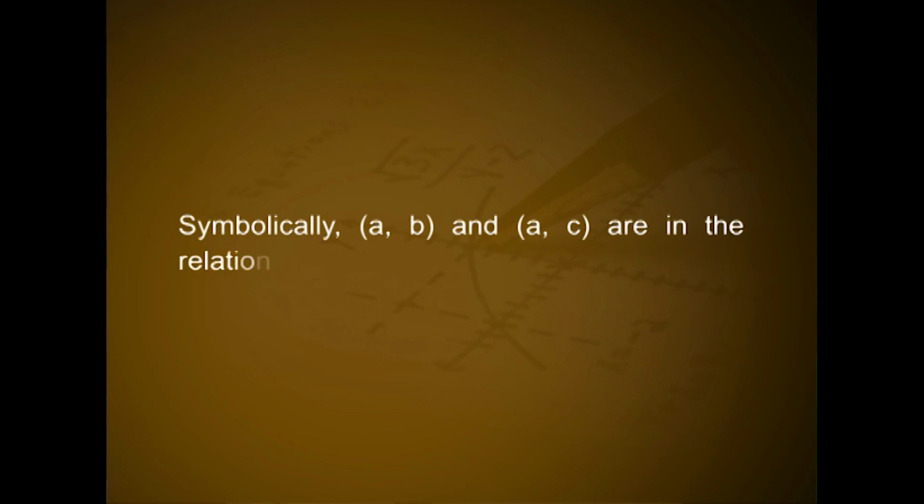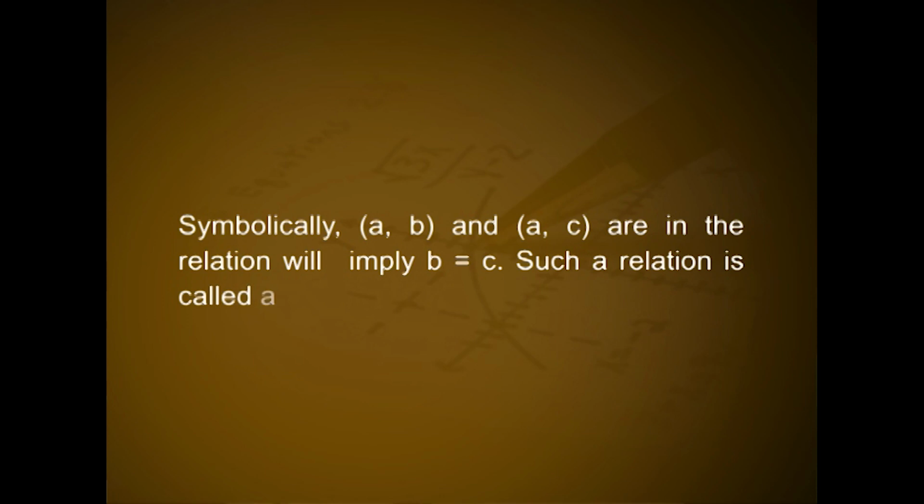When stated formally, there are relations in which the conditions A related to B and A related to C together will imply B equals C. Symbolically, ordered pair (A,B) and ordered pair (A,C) in the relation will imply B equals C. Such a relation is called a function.